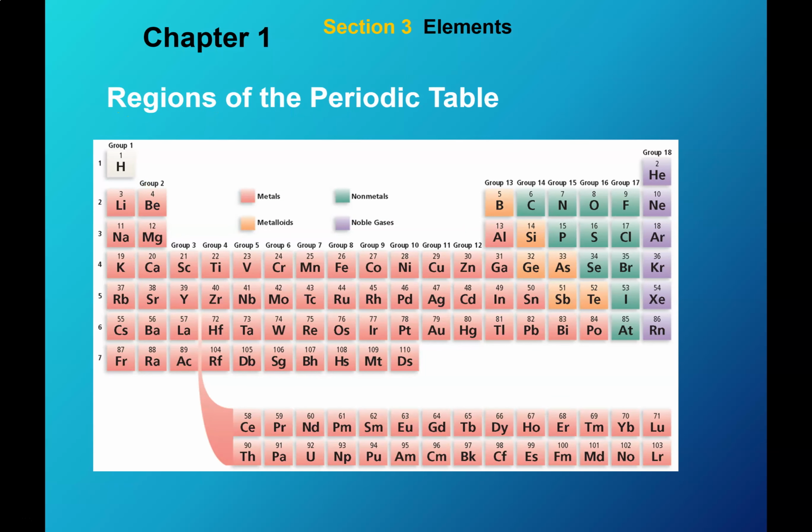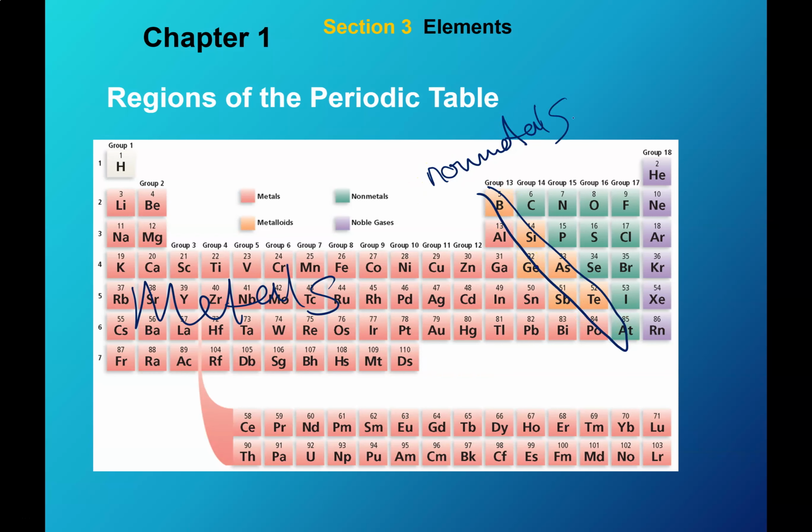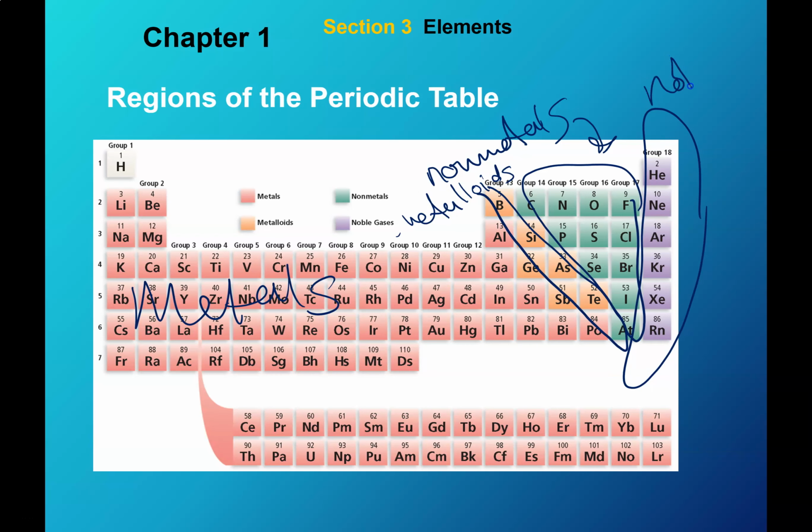So just kind of pointing out those regions again. You've got your metals. We've got our non-metals. Remember we talked about silicon. These are our metalloids in that center. And then here are our noble gases. Okay? All right, so some of the questions I'm going to ask you next are going to ask you to identify properties using the groups and periods on a periodic table.